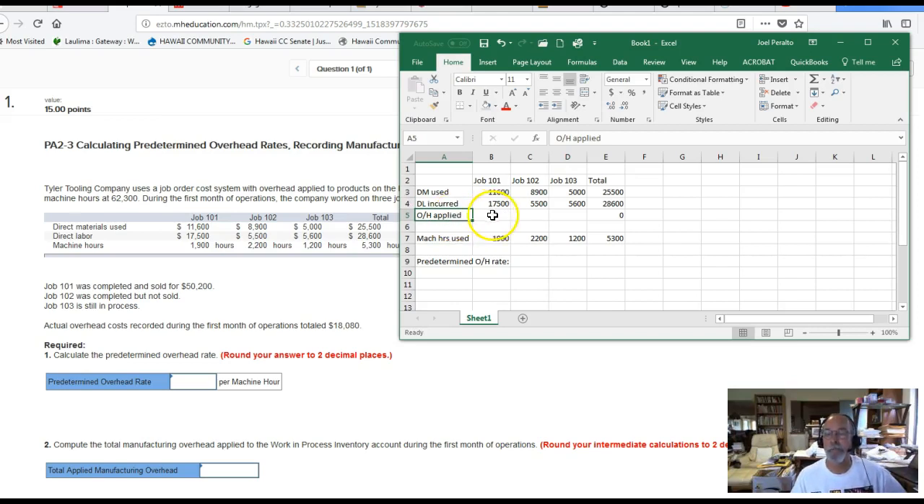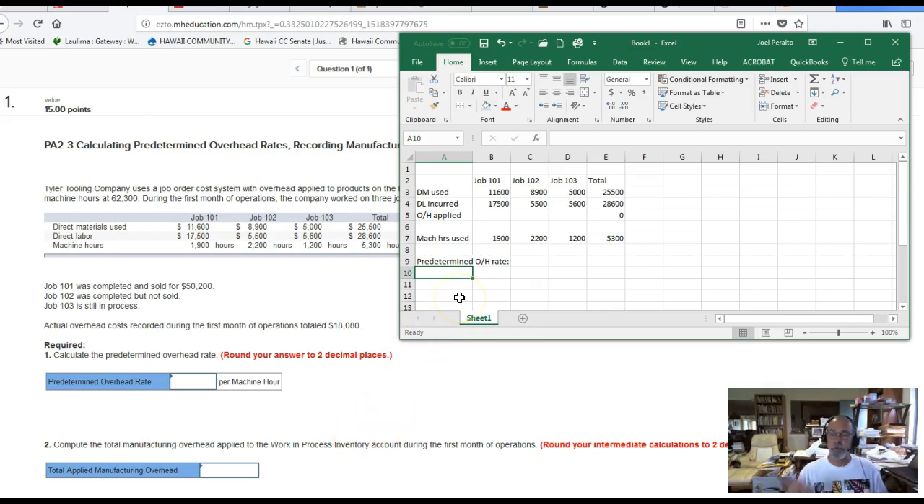I have a space here for overhead applied, and machine hours used is also given, and machine hours is what this company uses as a basis for allocating overhead or applying overhead to production. And so the first step and the first requirement really is to calculate the predetermined overhead rate.